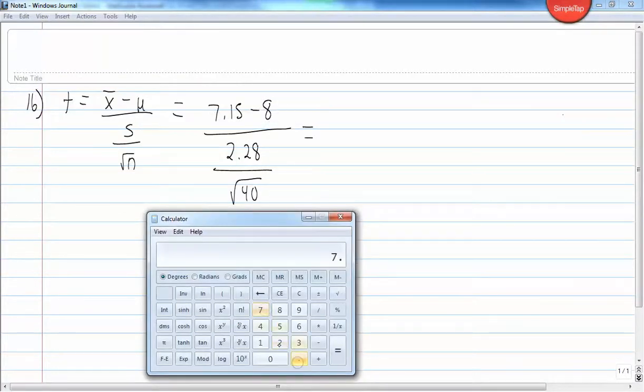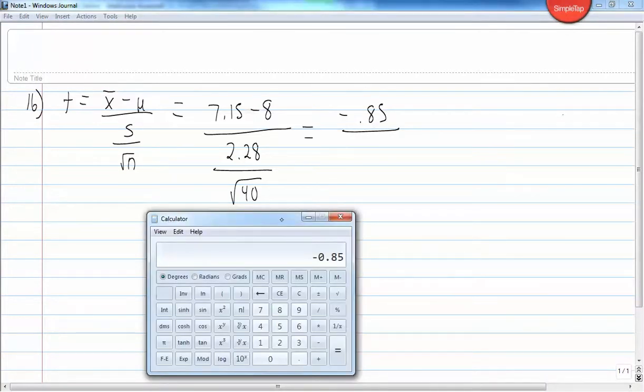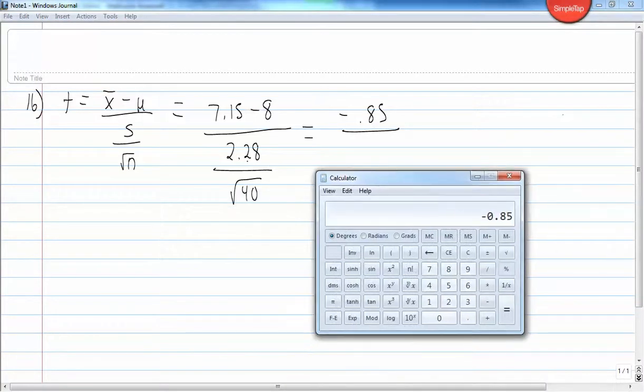So that's 7.15 minus 8. So my numerator is negative 0.85. Then what we can do is work out the denominator. Okay, and so I could say 2.28 divided by the square root of 40 equals, so this is what the denominator is equal to, and that's a long number, right?